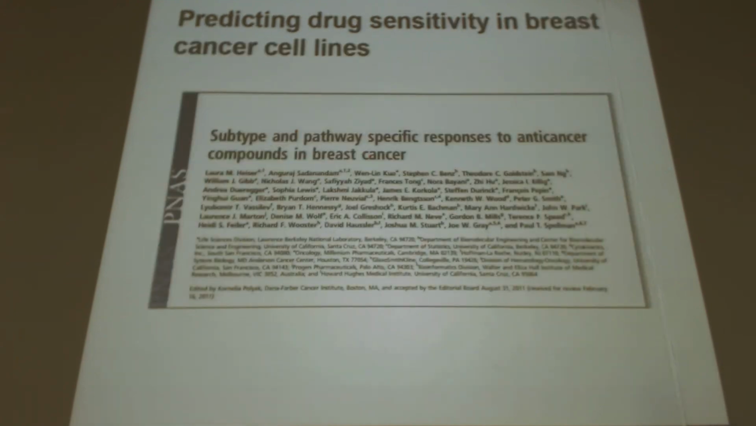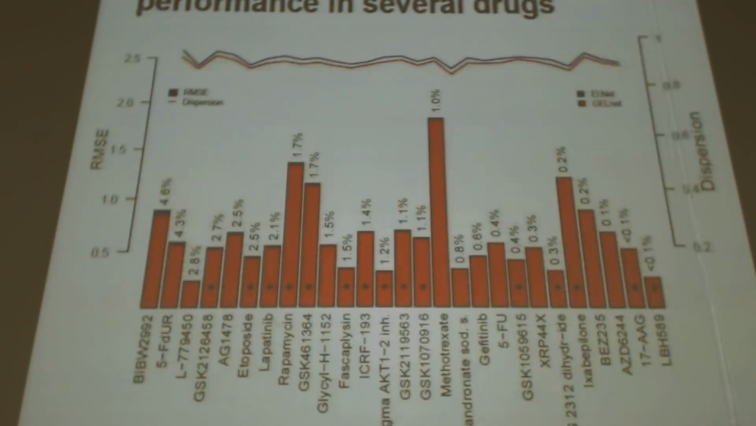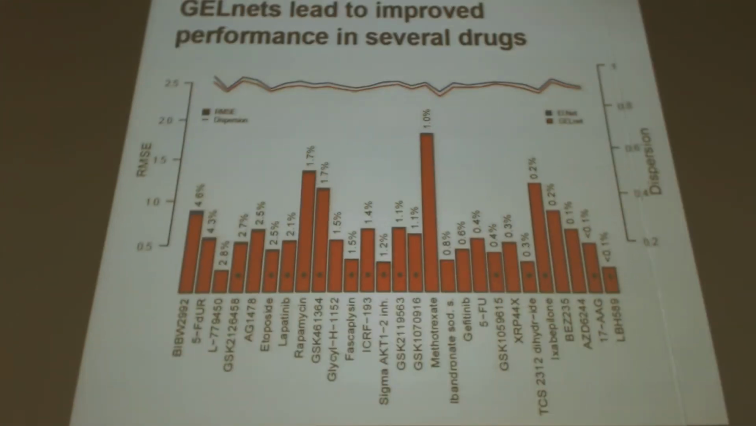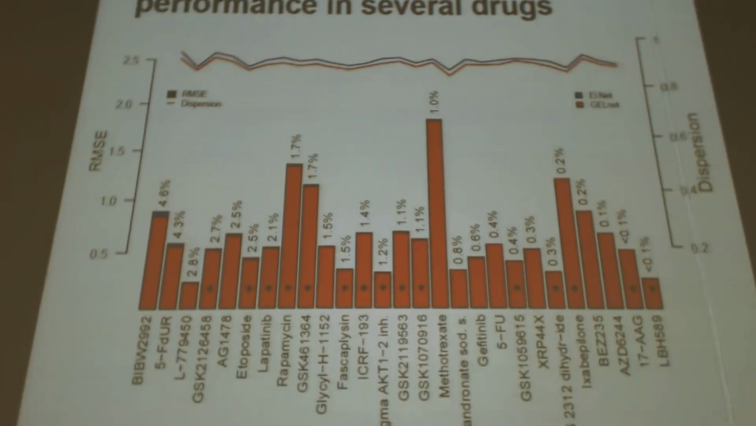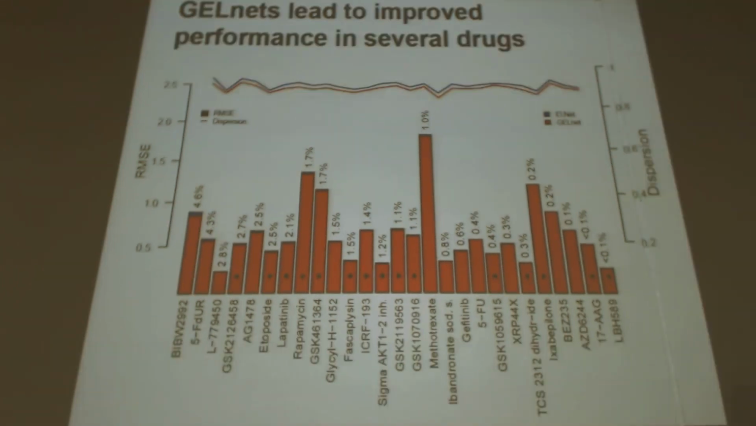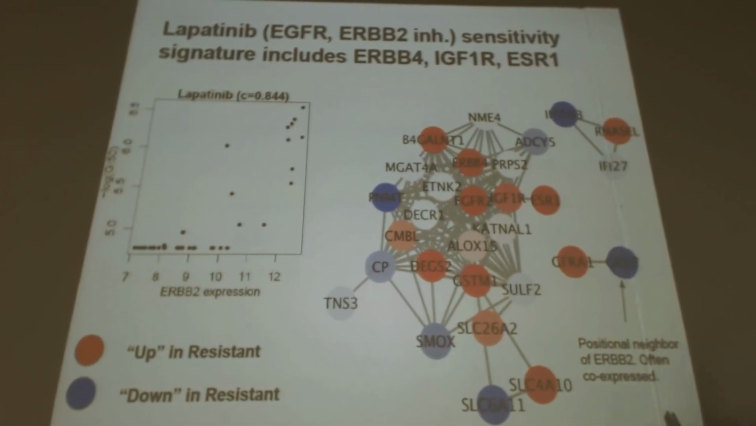I'm going to skip this example. I'm just going to say that we've also applied this to predicting sensitivity to drugs in breast cancer cell lines. There were 74 different compounds, and I don't remember the exact number, only 20-some compounds is where we actually got improved performance. So it's not always that you get better performance, as I mentioned earlier. But we can now look at them. I'm just going to show you this one example here.